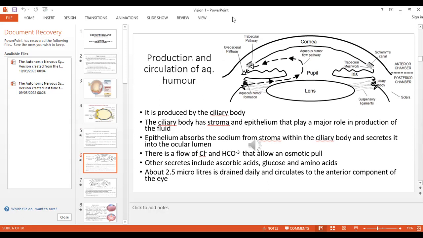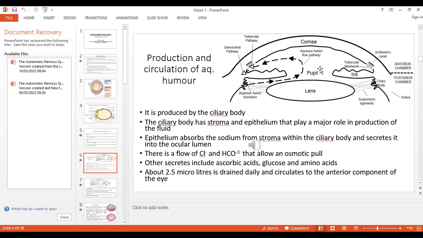Okay. So now, about 2.5 microliters is drained daily and circulates to the interior component of the eye. So this is the amount that goes to the ocular lumen, inside the space found between the cornea and the lens. So you find that there will be a fluid there, which is known as aqueous humor. And the amount is 2.5 microliters, drained daily and circulating to the interior component of the eye. So this is how this space is filled with a fluid.